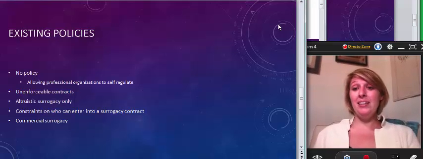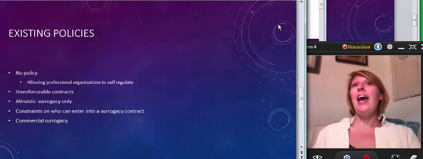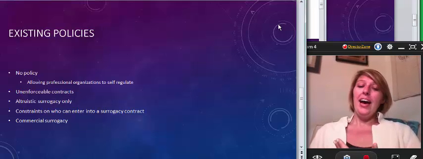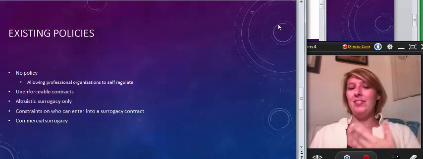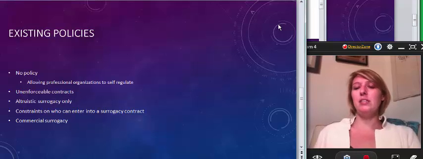On the same hand, I could give you all kinds of money and be expecting that baby and show up the day that you give birth, and you could say, oh, he's beautiful, I think I'm going to keep him. And if it's an unenforceable contract, even if I've given you thousands of dollars, you still get to keep him because it's an unenforceable contract.